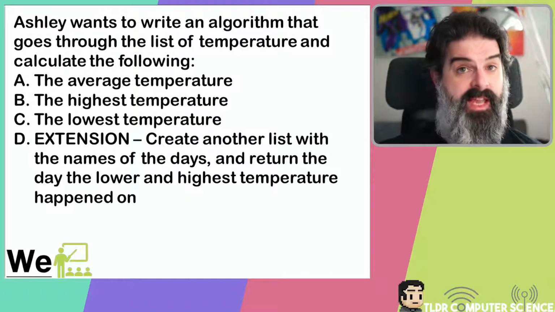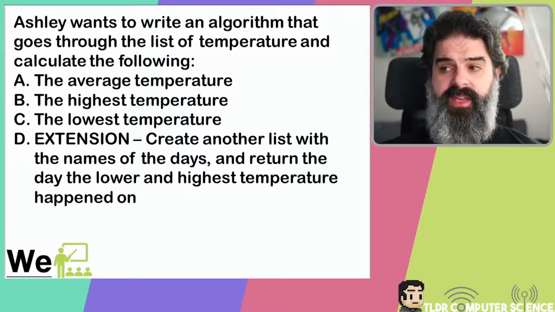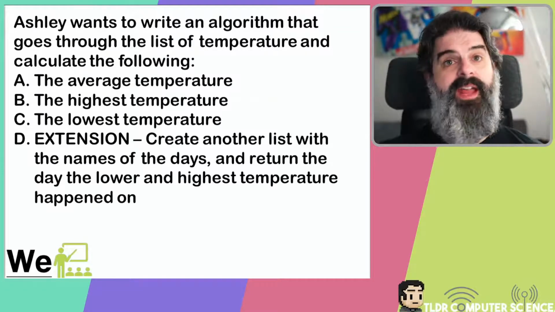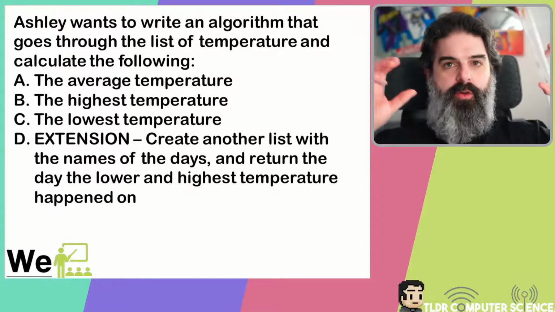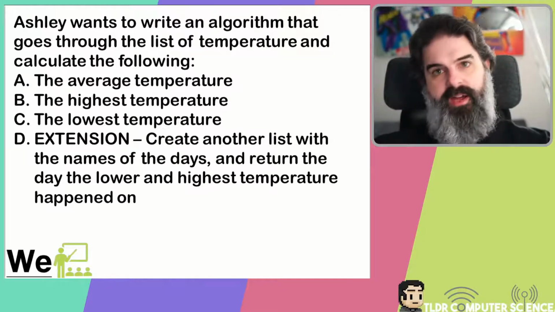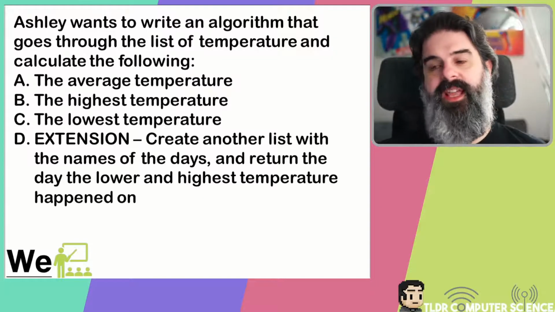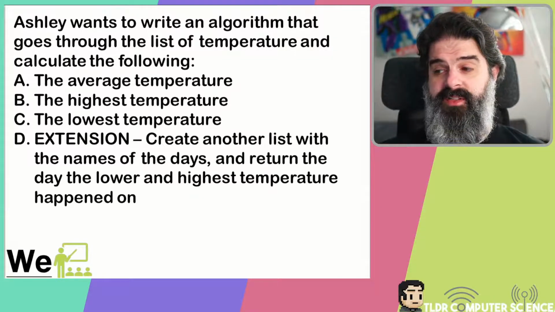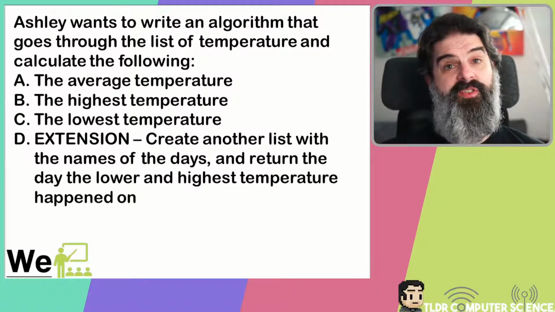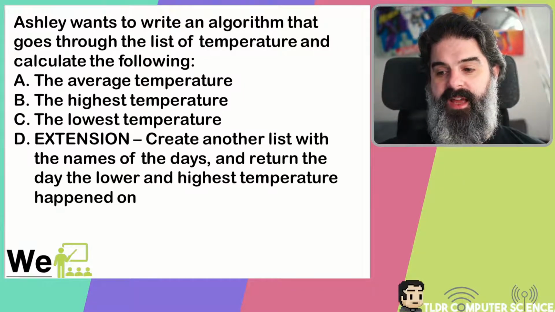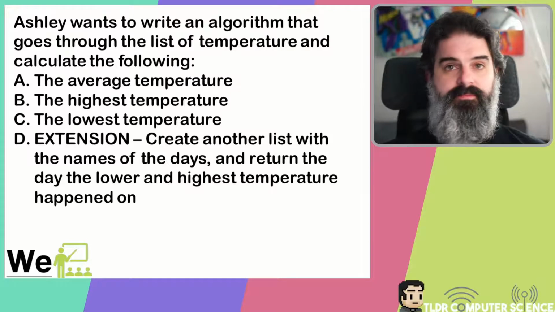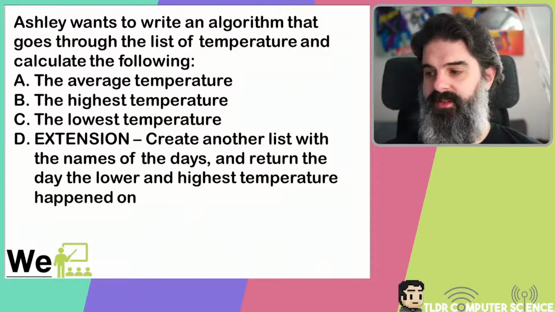So you're going to have to use selection. You're going to have to use if and else statements for the highest and lowest. For an average, how do you make an average? Well, you've got to total them all up, divide by the number of items. And then another extension, which is create another list with the names of the days and return the day, the lowest and highest temperature. So instead of saying the lowest temperature is 6, say the lowest happened at 6 on, I don't know, a Tuesday, for instance.